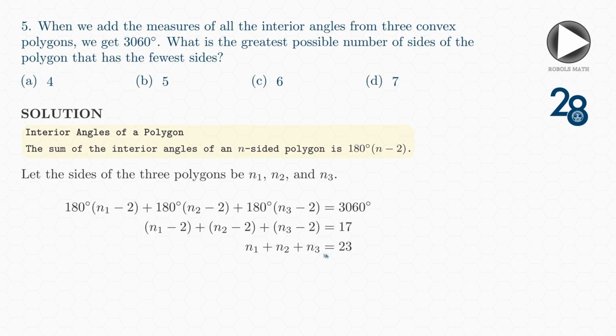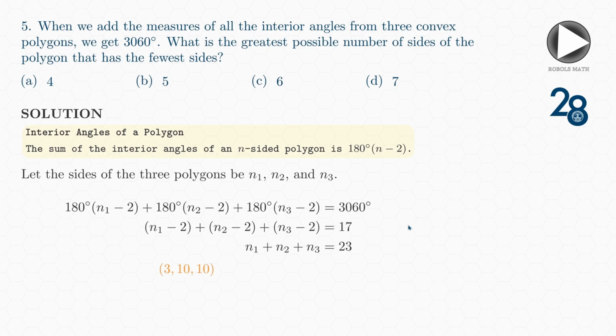Similar to the other problem earlier, this is a single equation with 3 unknowns, so it's not actually possible to pinpoint one solution for this equation. Now what we do is we examine the possible values. Let's consider triples n sub 1, n sub 2, and n sub 3 that satisfy this equation.